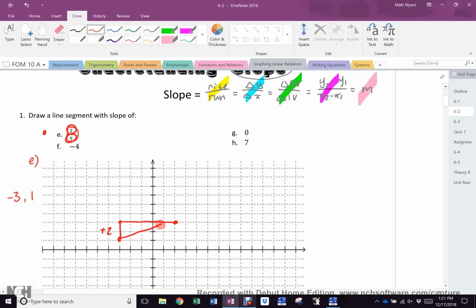Making that line. Every single one of you, or what else could I have done? I could have gone negative 2 and negative 5, because negative 2 divided by negative 5 is positive 2 over 5. Every one of you should have a line that looks like that. Does everybody get it?